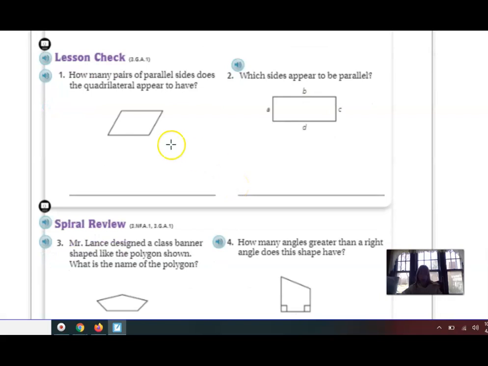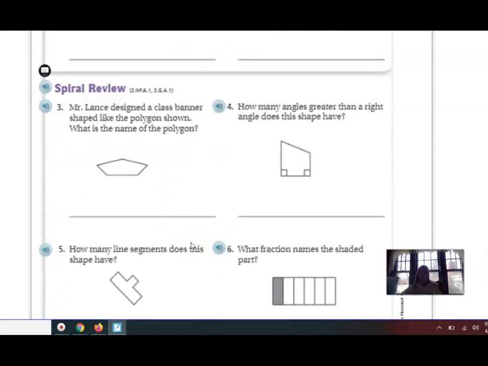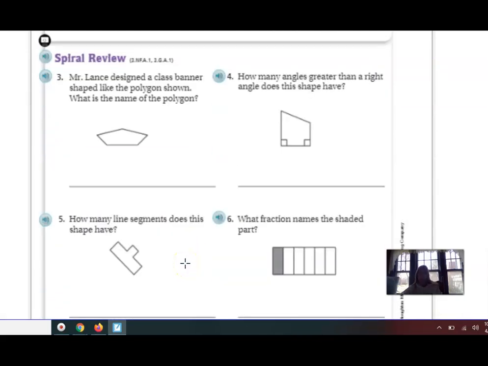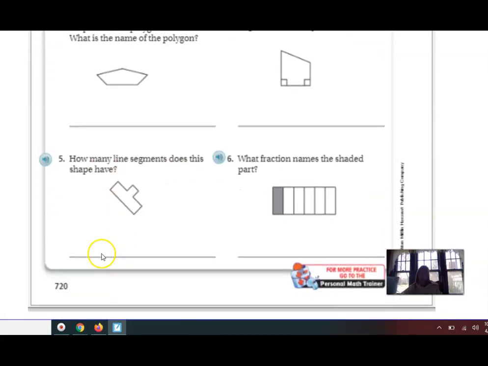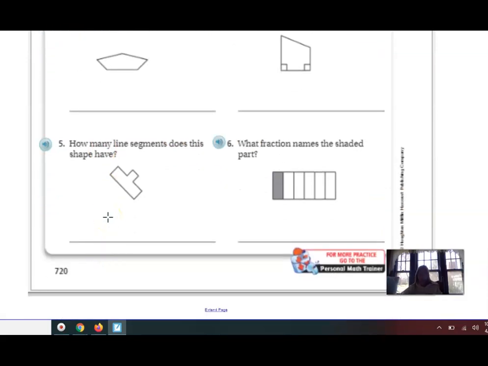Number 1 is it has 2 pairs of parallel lines. Which sides are parallel? You have A and C, and you have B and D. Your spiral review for 3 is a pentagon. It has 5 sides. Then you have 1 for the angles that are greater than a right angle. Line segments, there are 8 line segments, and then over here, the fraction of the shaded part is 1/6.